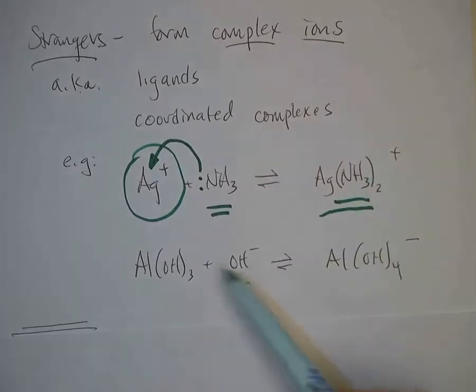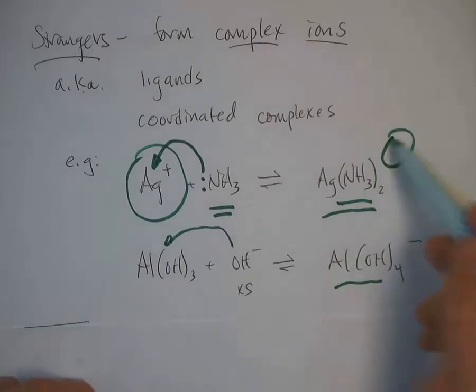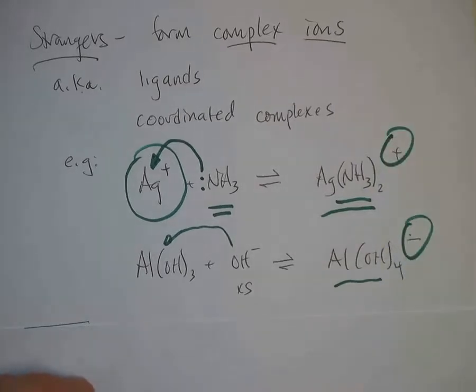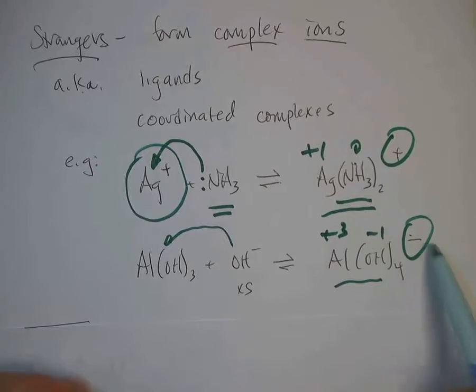Aluminum does a similar thing. Aluminum's okay at accepting this extra hydroxide right here, and it forms AlOH4-. Now, you might not have to write the equation for this, but they might ask you, what does the charge end up being? Just figure out the charge the way you normally would. Silver's +1, ammonia's got a 0 charge, so the overall thing is a +1. Aluminum's +3, hydroxides are -1, there's 4 of them, overall -1 charge.